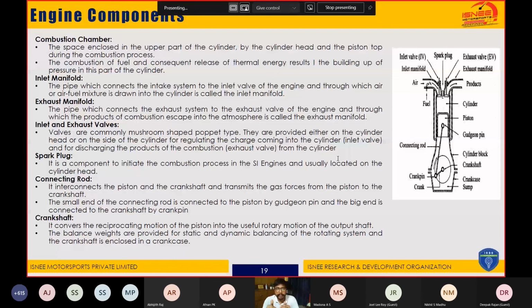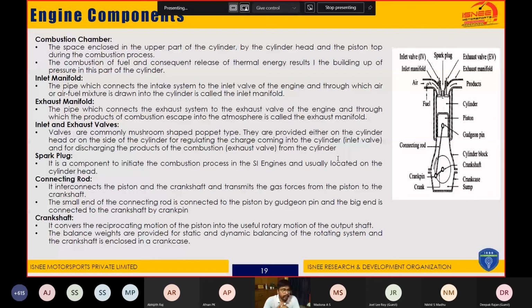Then there is the exhaust manifold. After the combustion, after the explosion inside the combustion chamber, there would be gases, because after every combustion there are some gases. Those gases need to be taken out of the combustion chamber so that the next explosion can happen. So those gases are taken out of the combustion chamber through the exhaust manifold.